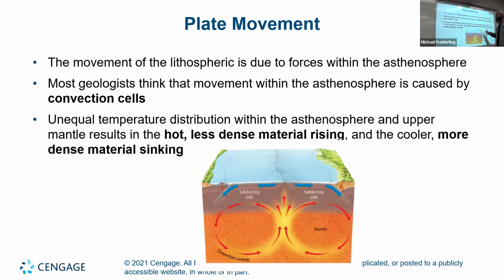So there's some unequal temperature distribution within the ionosphere and upper mantle, which results in hot, less dense material rising up and cooler, more dense material sinking down. And this drags the plates along with it as it circulates. And so you have hot, deep material rising up at these diverging areas. And then as material sinks down, it melts. So that's the other place you get lots of volcanoes.